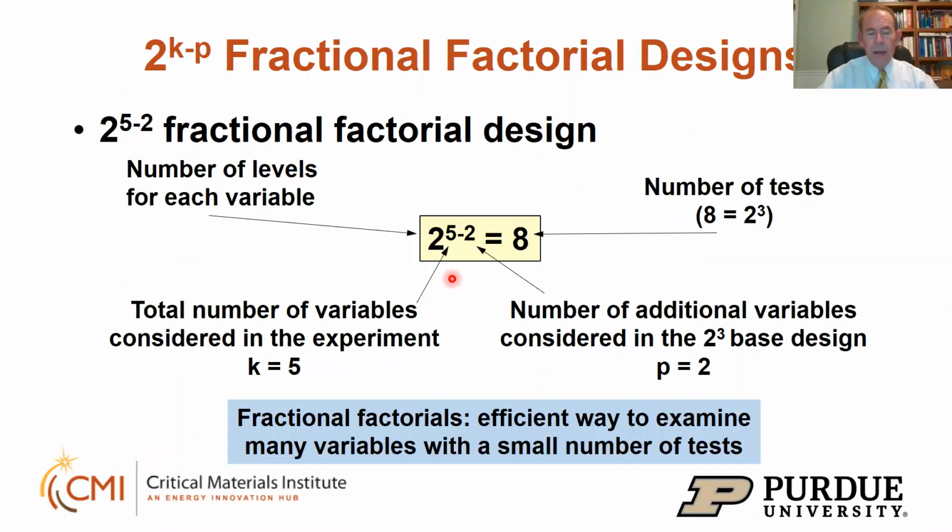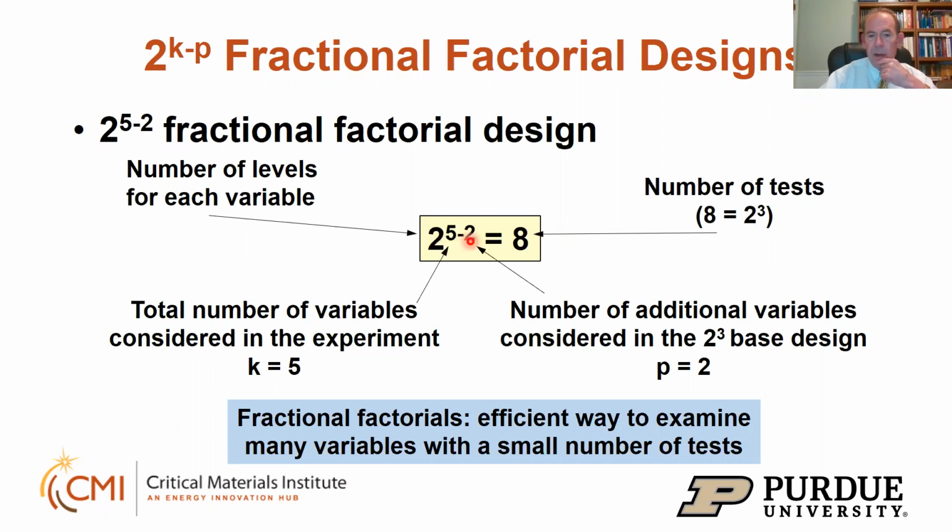So we're going today to talk about 2 to the k-p fractional factorials, with some quick nomenclature. They're k minus p. A couple things: the 2 is the number of levels for each variable that we consider. K, in this case, for this example, is 5. So that's the total number of variables we're investigating.